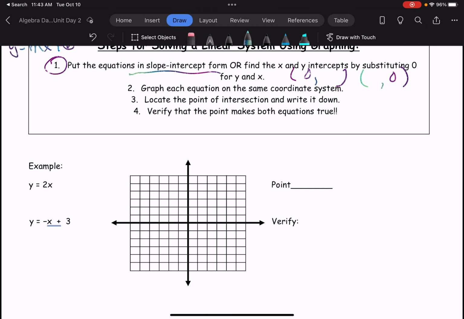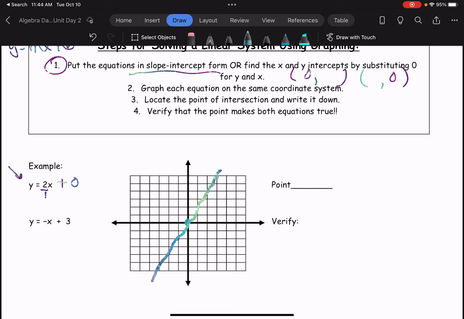So an example: here we have 2x plus 0, so the y-intercept is 0. It's already in slope-intercept form, so all I'm going to do is use this slope. That's 2 over 1, so I go up 2 over 1, up 2 over 1. I'm confirming that this does have a positive slope, so it should be going in that direction. And then I can form my line here. Not the best line, but you get the idea.